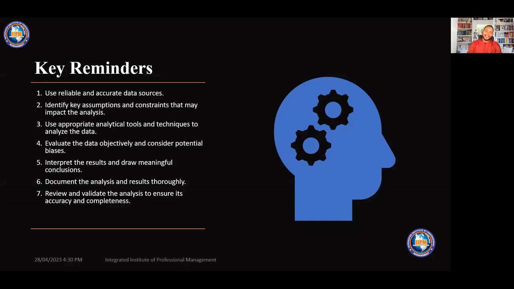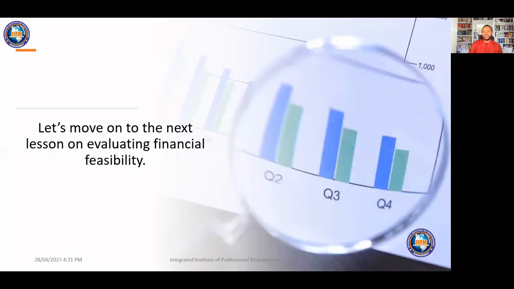Review and validate. By reviewing, you can review with your team, you can review with other experts. The essence is to validate that the analysis is sure, that the accuracy and the completeness of the data get validated. Then you can go ahead and use such in your work. Then communicate the findings clearly to the stakeholders.